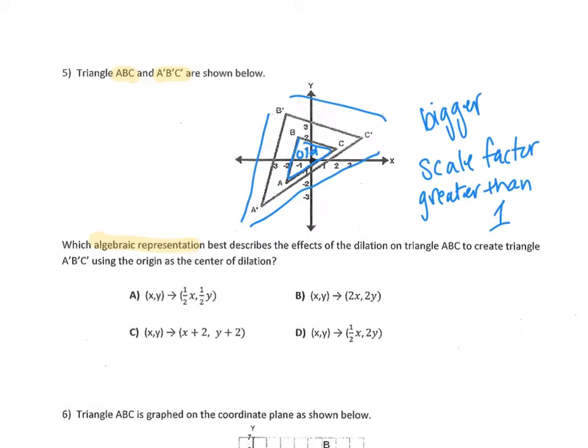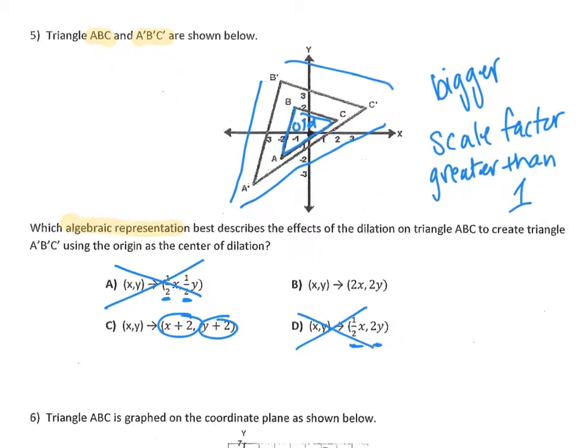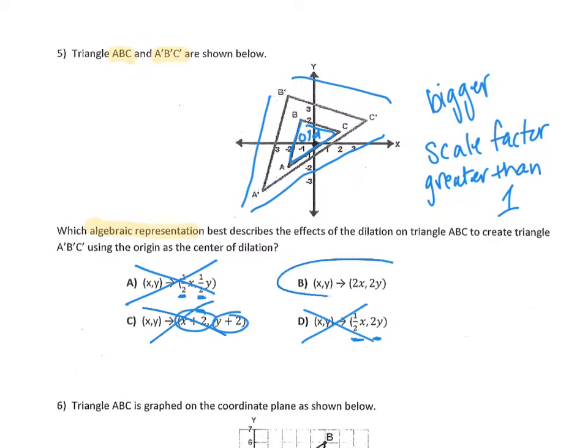So already, can I eliminate any of those? So I can eliminate A, good, because it's got 1/2. And D's got a bunch of problems. D says 1/2 times X and then 2 times Y. Remember, if you're doing dilation, you're multiplying each X and Y by the same number. So D is out. So then what's wrong with C? It says we're adding. If we're dilating something, the size is changing, we're multiplying it. So it's got to be B.